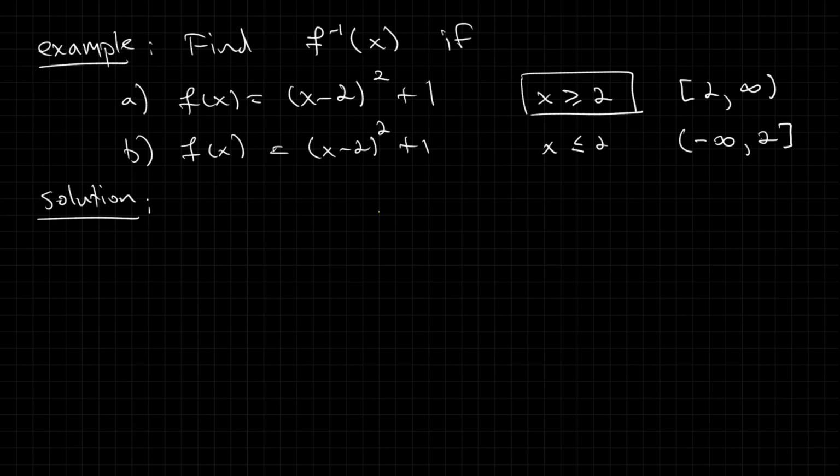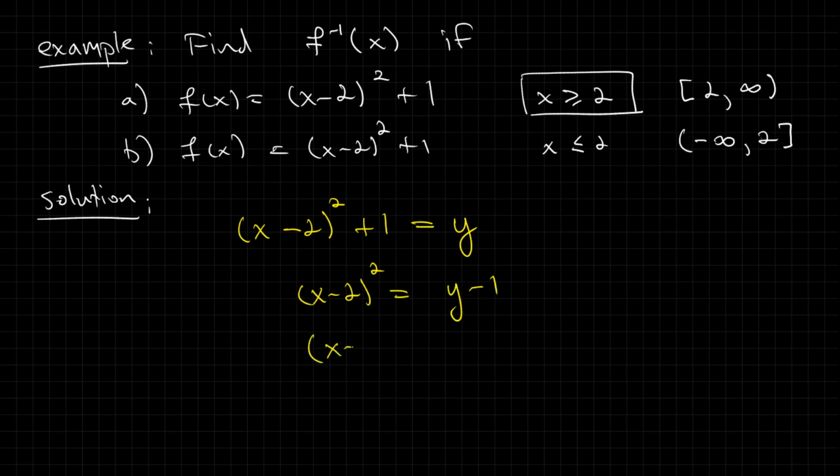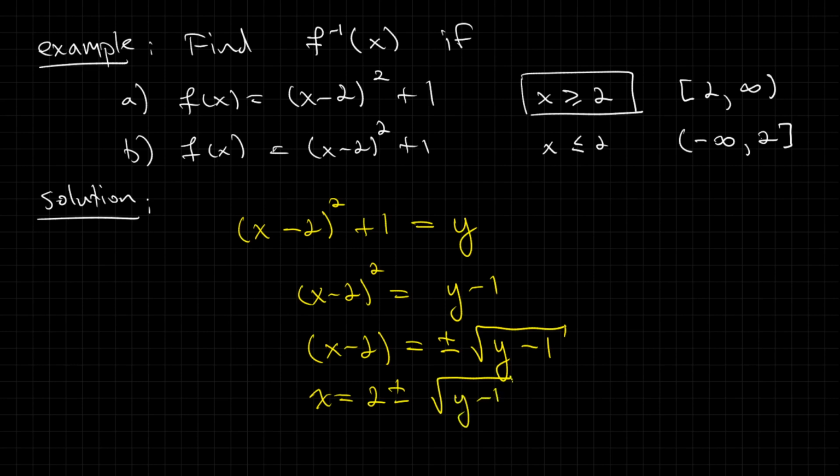We will set f(x) equal to y: (x − 2)² + 1 = y. Then we'll solve for x. In order to solve for x here, I'll subtract 1. So I get (x − 2)² = y − 1. And then I will take the square root, more specifically plus or minus the square root, to get the x − 2 by itself. And then I'll add 2 to both sides. So the end result is that x is equal to 2 plus or minus the square root of y − 1. Now it's at this point where the domain restriction is important.